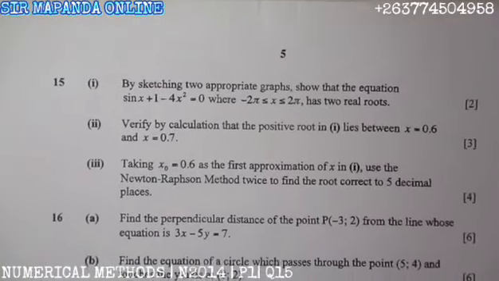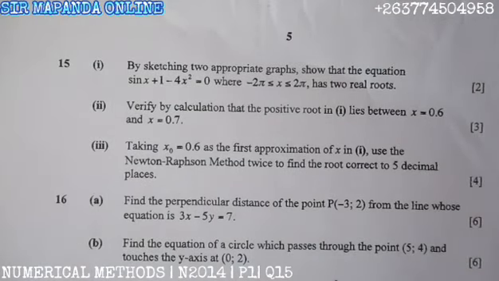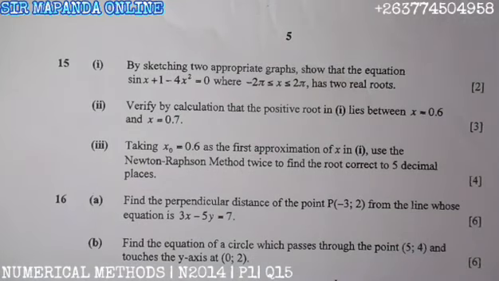Right, we are now on question number 15. It reads, by sketching two appropriate graphs, show that the equation sin x + 1 - 4x² = 0, where -2π ≤ x ≤ π, has 2 real roots.